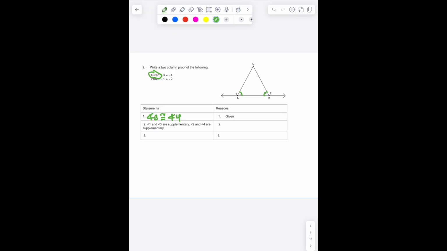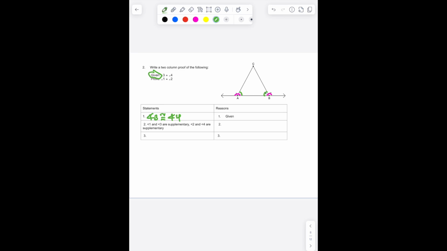Let's think about why this is true. If I put angle, let me use a different color other than yellow. If I put angle 4 and angle 2 together, I get a straight angle, which is 180 degrees. Same thing with angle 1 and angle 3. So I can say that they are supplementary. Angle 1 supplementary to angle 3, angle 4 supplementary to angle 2.